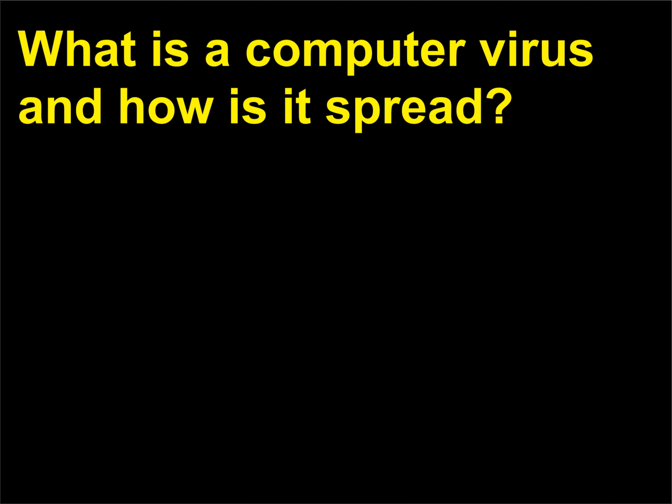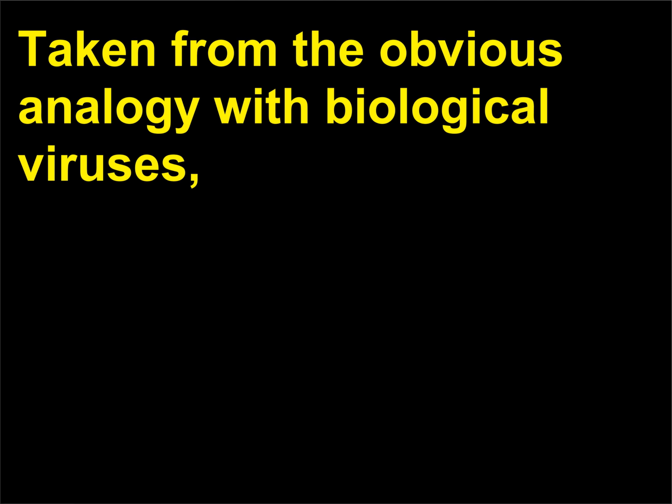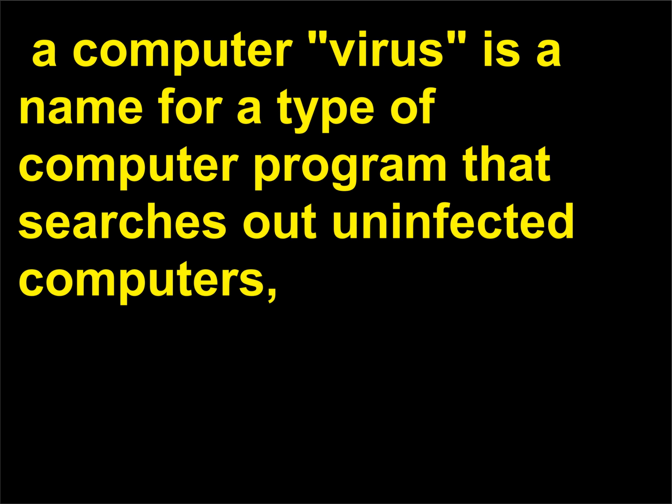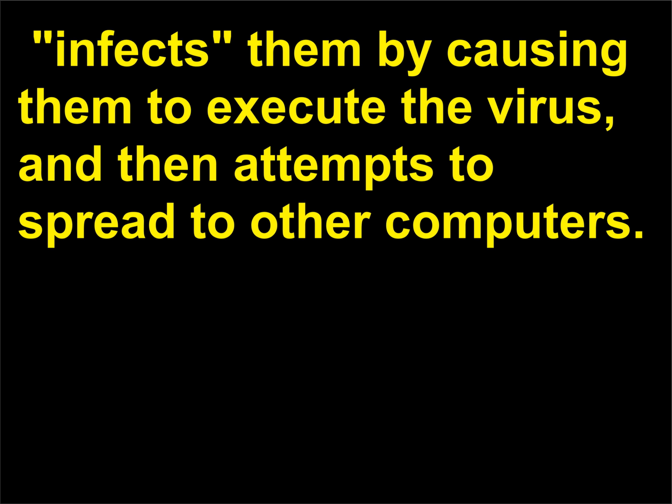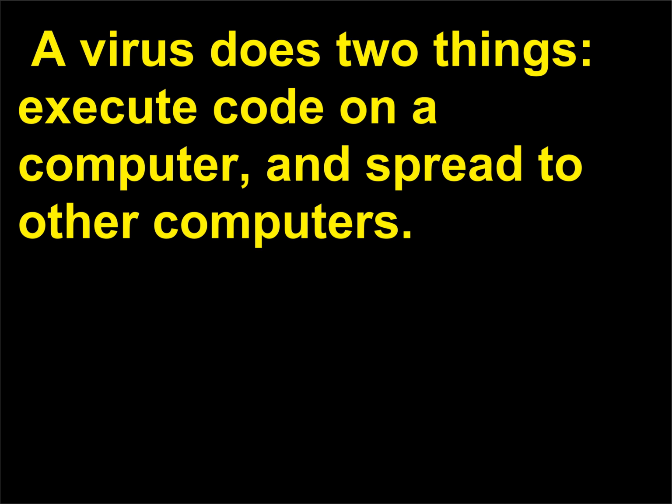What is a computer virus and how is it spread? The name is taken from the obvious analogy with biological viruses. A computer virus is a type of computer program that searches out uninfected computers, infects them by causing them to execute the virus, and then attempts to spread to other computers. A virus does two things: execute code on a computer, and spread to other computers.